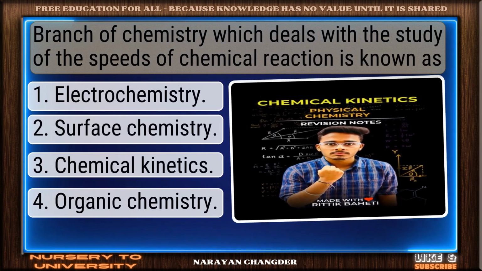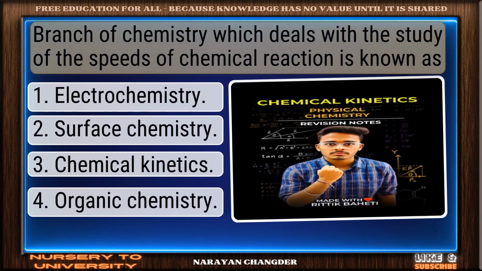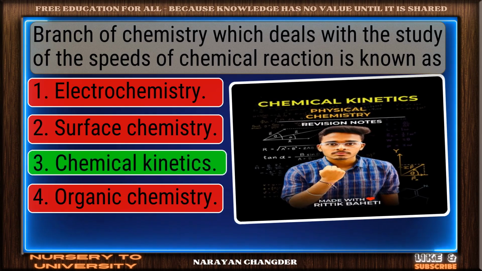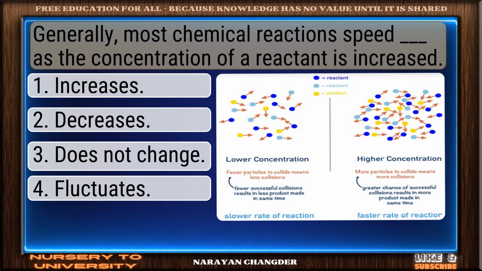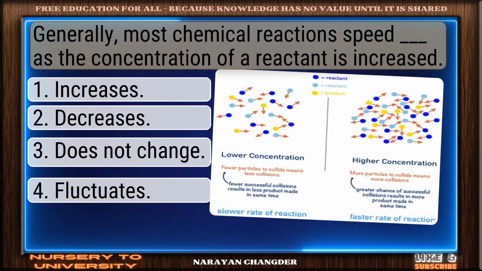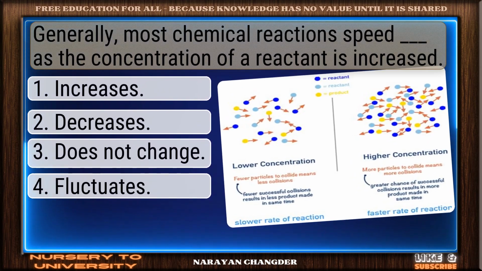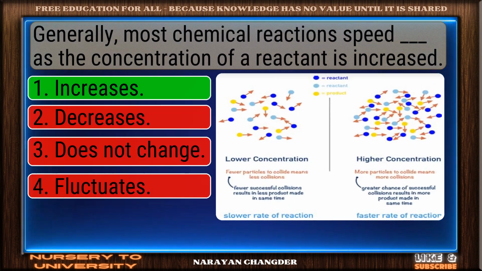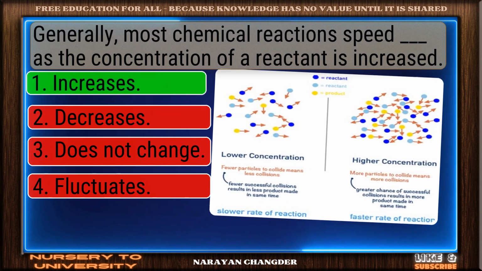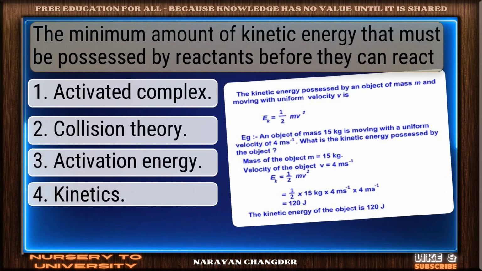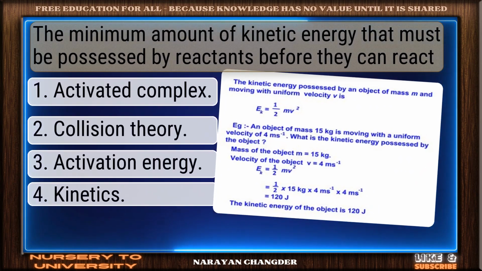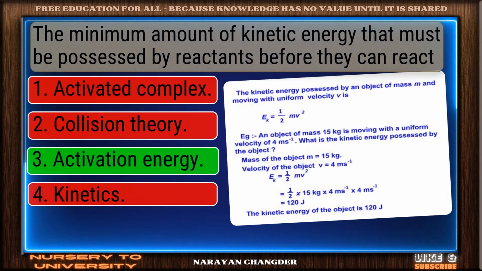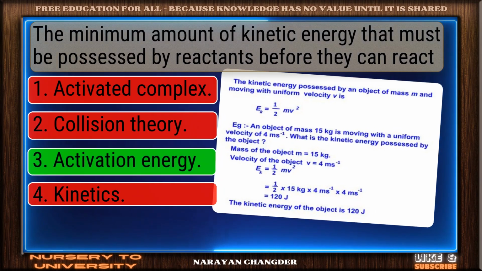Branch of chemistry which deals with the study of the speeds of chemical reaction is known as. Nicely done. Chemical kinetics is a solid answer. Generally, most chemical reactions speed dash as the concentration of a reactant is increased. Solid response. Increases is a valid choice. The minimum amount of kinetic energy that must be possessed by reactants before they can react. Great job. Activation energy is the accurate answer.